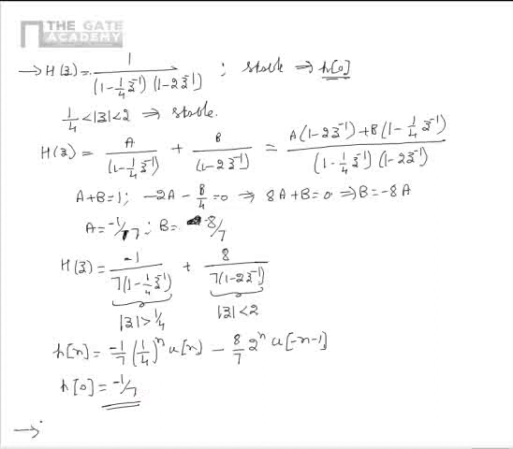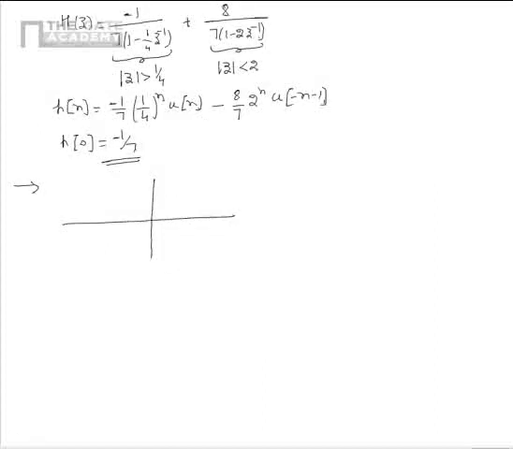Now let us consider another problem as per which the pole-zero plot of an LTI system is given as shown. So there are poles at 1/2 and 2 and there is a zero at -1/3. If the system is causal and stable, find the ROC of H(z).